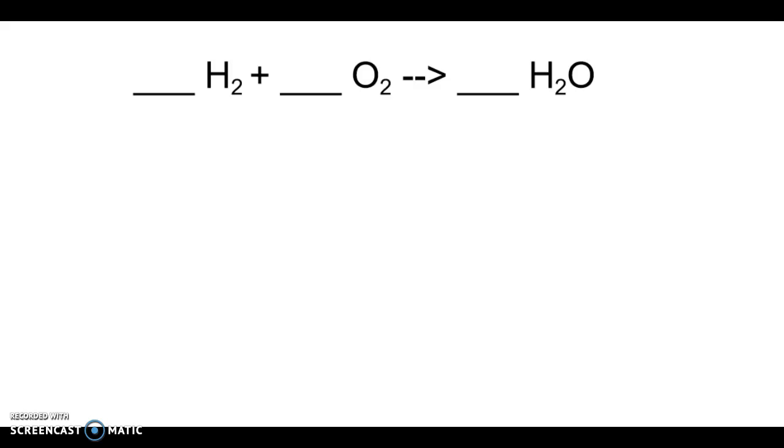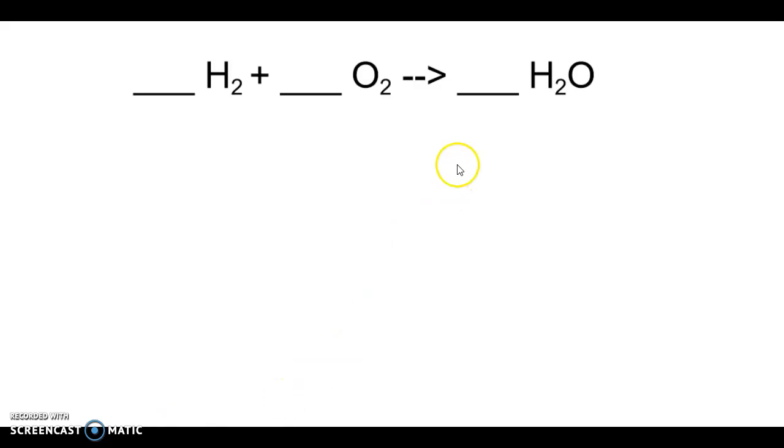Hey everybody, today we're going to be learning how to balance equations. And all that means is we're going to be learning how to fill in these blanks with the correct numbers to give me the same number of each element on both sides of the reaction. So the first step is related to what you guys learned in the last video.